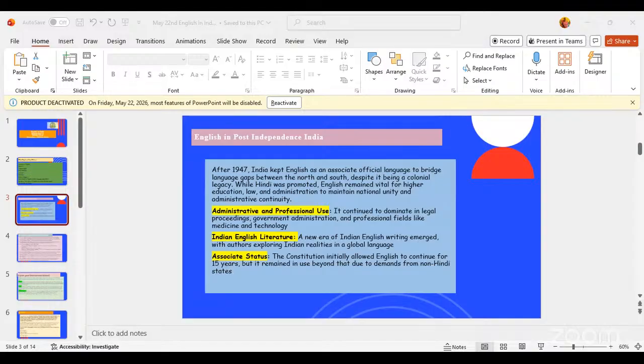The associate status: the Constitution initially allowed English to continue for 15 years, but it remained in use beyond that due to the demand from non-Hindi states.